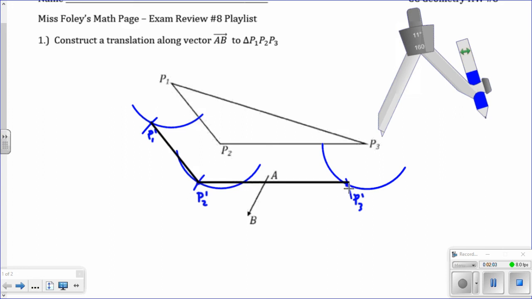Connect here. See how it's hard for me to do it perfect, so mine might be a little off. Sometimes it just won't let me connect exactly where I want it. All right, so there is the translation construction.